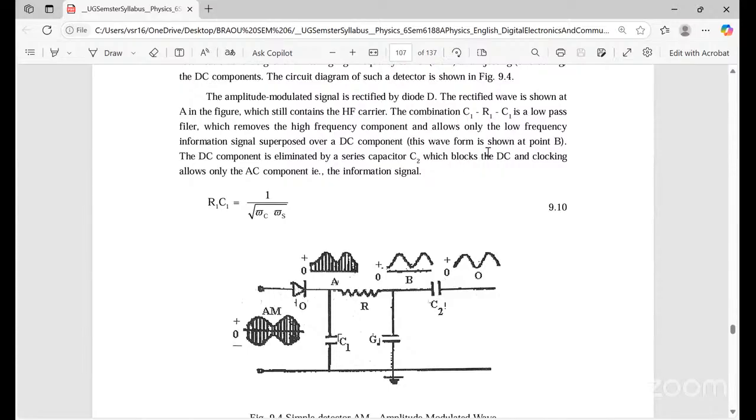Which blocks the DC, and the coupling allows only the AC component here. Blocking DC and allowing only AC. So R1 C1 is nothing but square root of omega C into omega S.